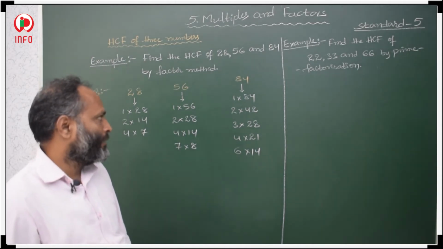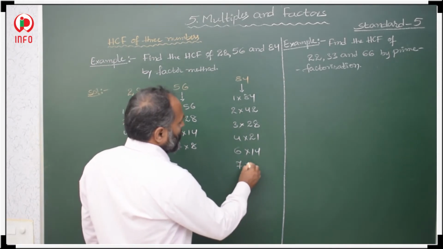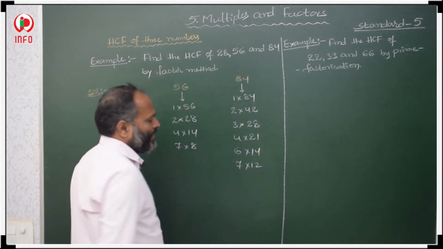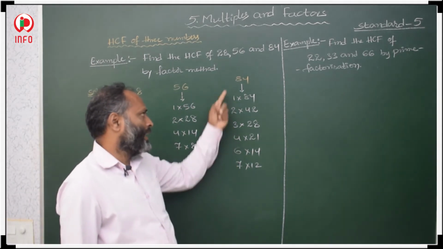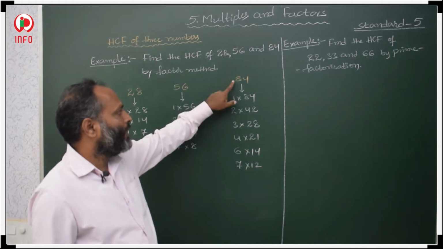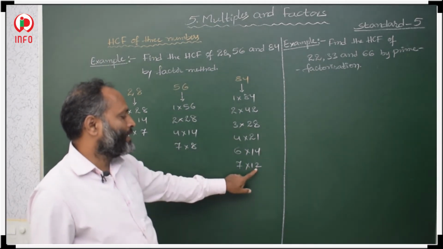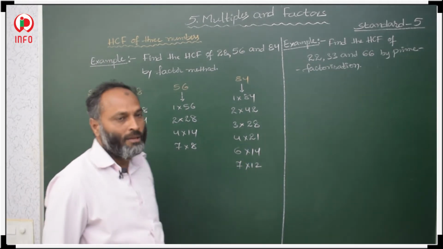Next, in the 7 table, it also divides: 7 12s are 84. Next, in the 8 table it won't divide. In the 9 table also not, in the 10 table also not, in the 11 also not. In the 12 table, 12 sevens are 84, and 7 12s is already there, so it repeats. Don't take that one, stop till here.